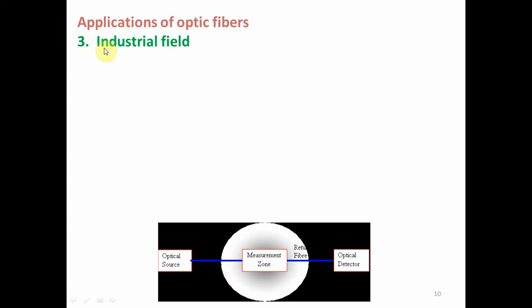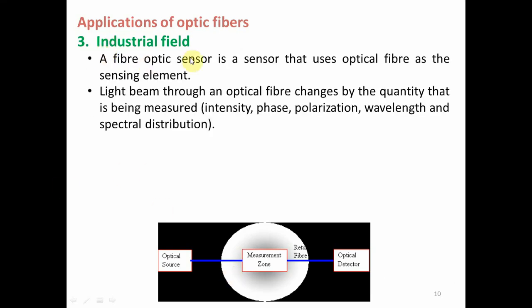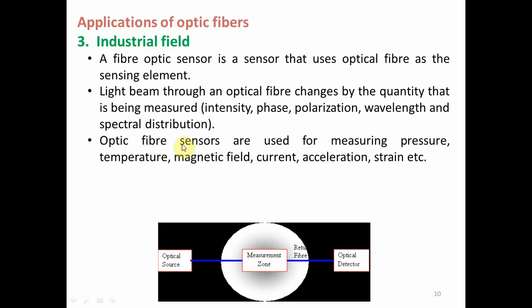Next field, industrial field. A fiber optic sensor is a sensor that uses optical fiber as the sensing element. That is, the light is allowed to pass through an optical fiber and the quantity which is to be measured changes some of the properties like intensity or phase or polarization or wavelength of the light through the optical fiber.